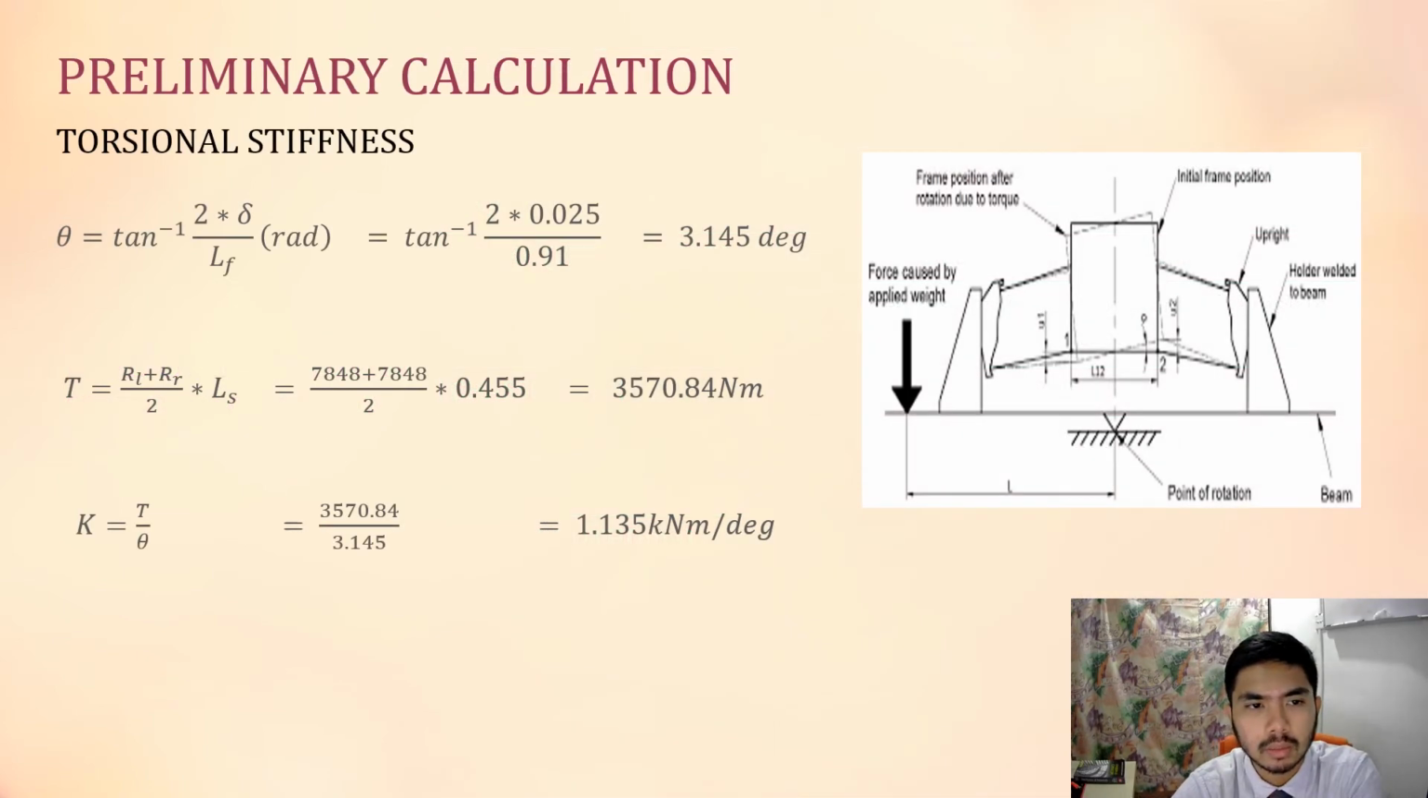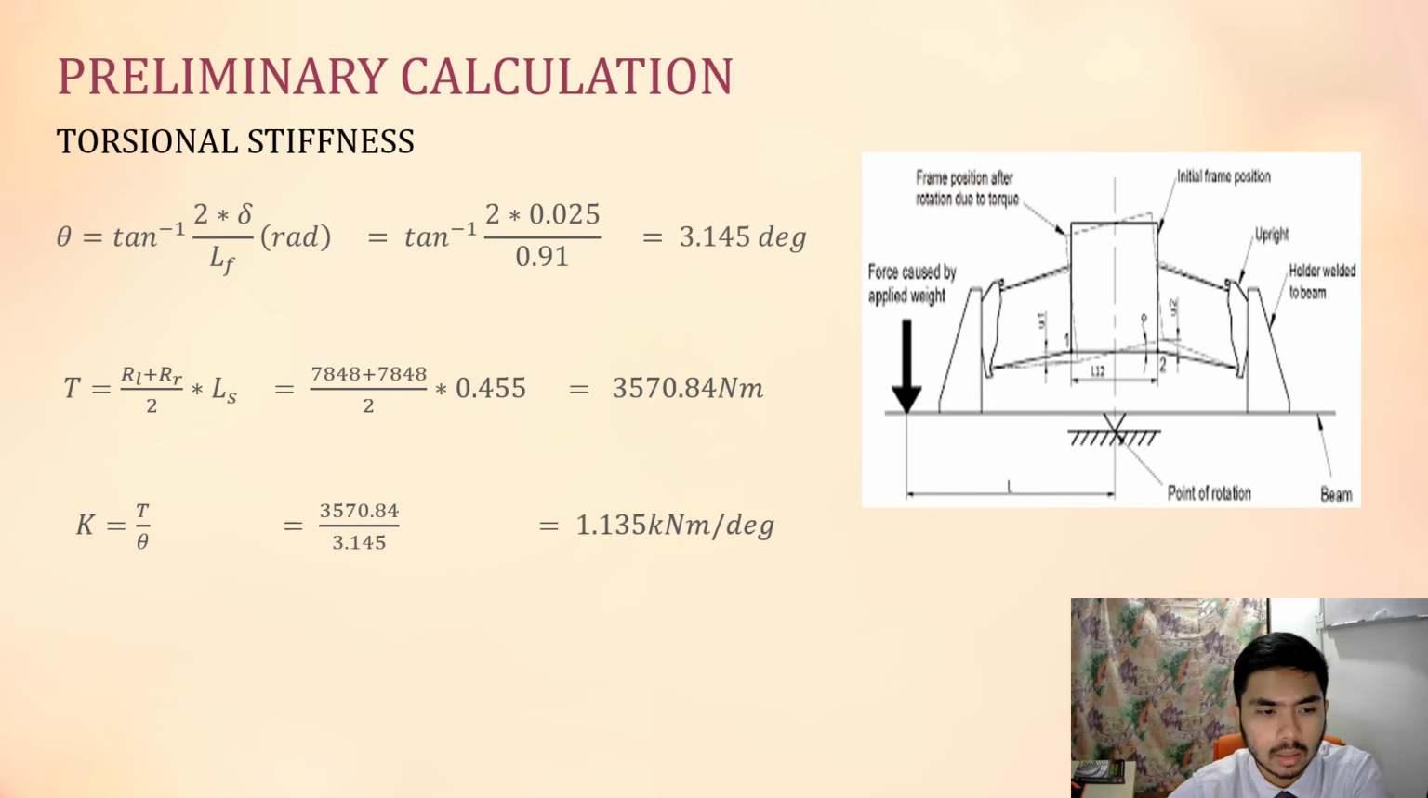So here is the preliminary calculation for torsional stiffness. The formula of torsional stiffness is the torque divided by angular deflection. So the first one is the angular deflection formula. As you can see, the delta here is the value of the deflection that is standard by the FSAE rule, and LF is the length of the lateral chassis here. Stated L graph, that's the length, and from here we are able to get the angular deflection.